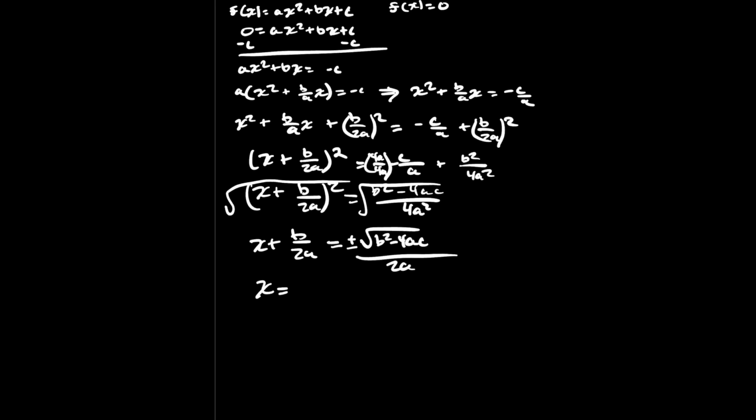So finally, we can subtract b over 2a from both sides. So you get x equals minus b plus or minus the square root of b squared minus 4ac, all over 2a. And that is going to be our quadratic formula.